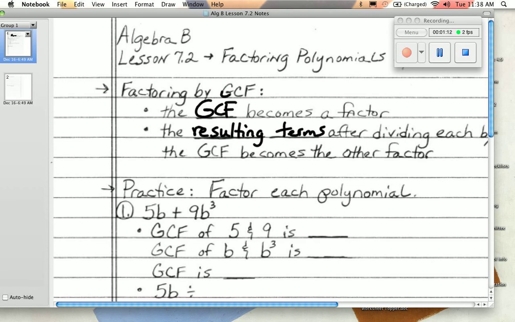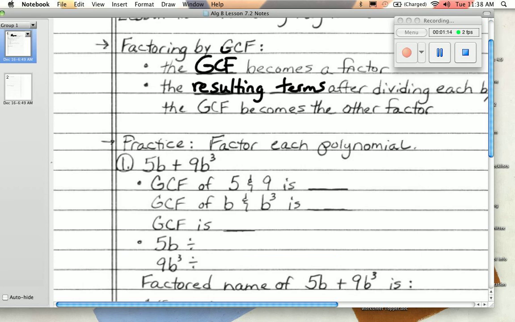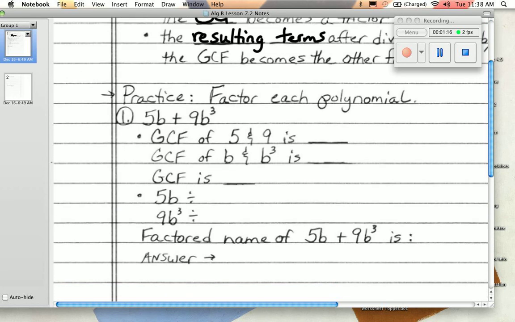Okay, so let's practice factoring this first one, 5b plus 9b cubed. We're going to do just like we did yesterday. We're going to let the number parts work together, we're going to let the variable parts work together, and we're going to find the GCF of the 5b and the 9b cubed. So what's the GCF of 5 and 9? 1. There isn't a number that divides into 5 that also divides into 9 other than 1.